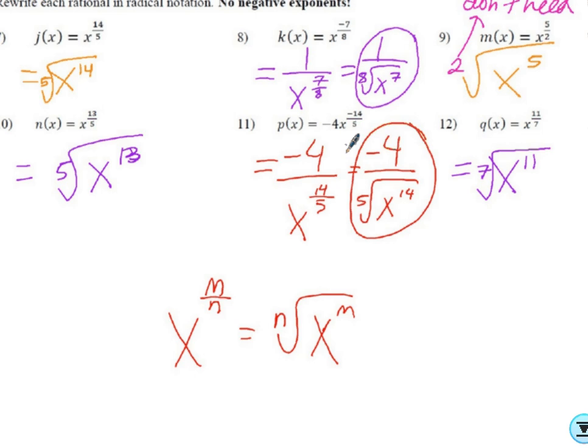Number 11, be careful here with the negatives. Negative 4 is just a number. That does not become positive. Only the exponent 14/5 becomes positive. That negative 4 still stays in the numerator. It does not go to the denominator, and it does not become positive because it's not an exponent. Once you do move that exponent, that 14/5, to the denominator, then you can turn it into negative 4 over the 5th root of x to the 14th.